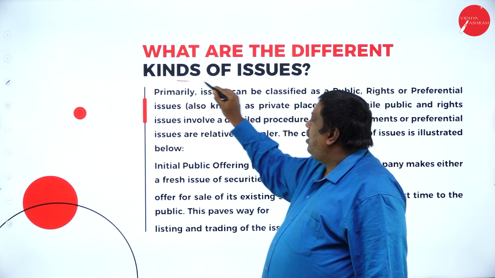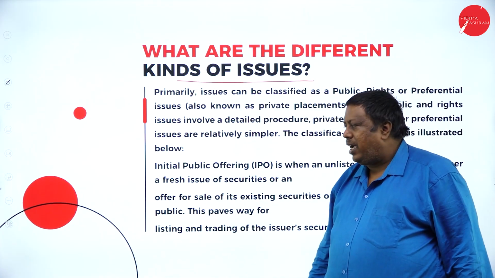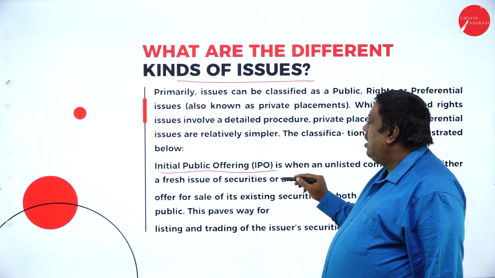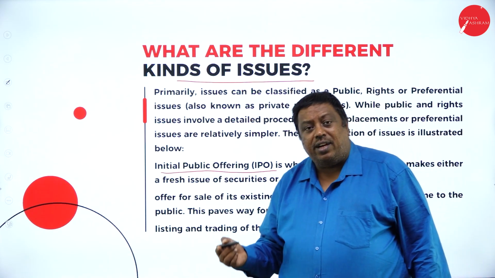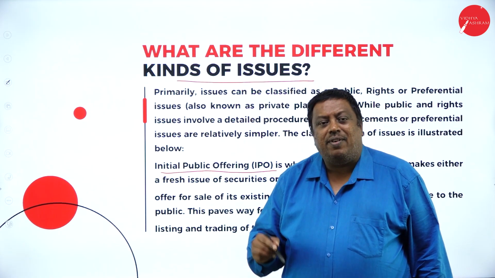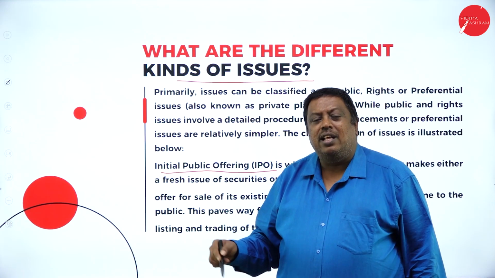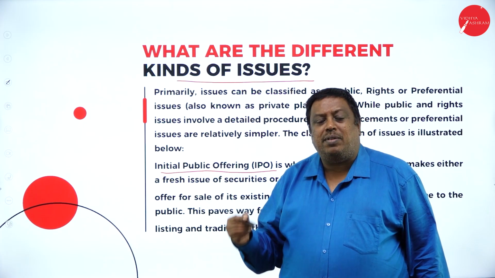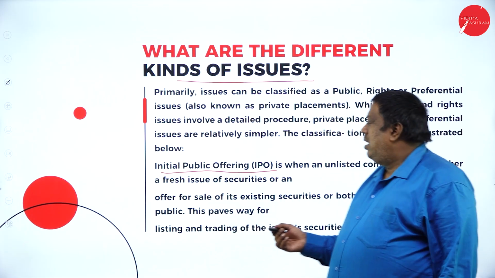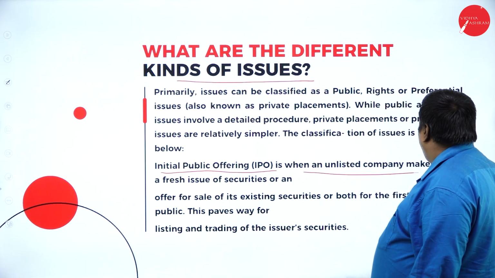So how many different types of issues are there in the market? The first is the initial public offering, where shares are issued to the public. The public can accept the issue, and if they want, they can invest in the company under whatever criteria it has.